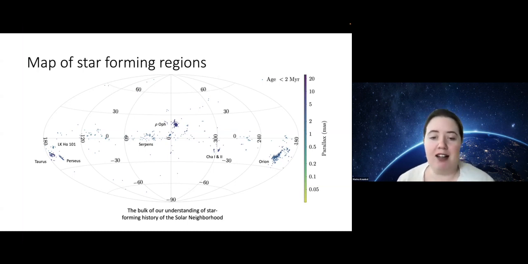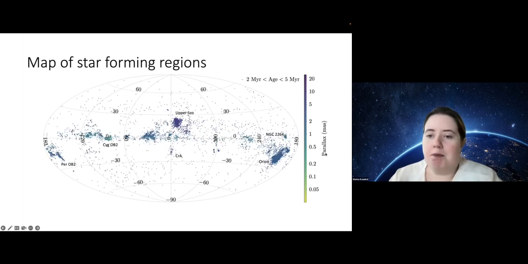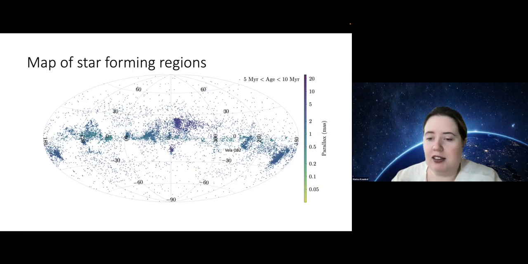We have Orion, molecular clouds, Ophiuchus, Perseus, Taurus. I trust that most of you will appreciate that this is pretty much all we knew about star formation going back approximately a decade ago. That's all of these notable nearby star forming regions. Here is 2 to 5 million years. We're starting to fill some of these regions, starting to probe some of the more distant regions as well. 5 to 10 million years, starting to get Vela OB2, which has really become quite a popular star forming region in the last decade or so.